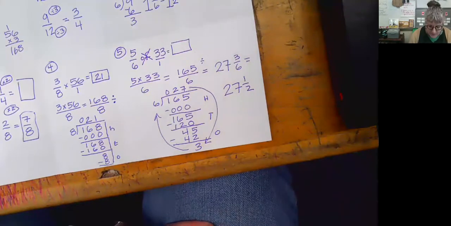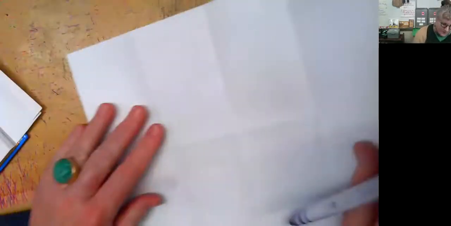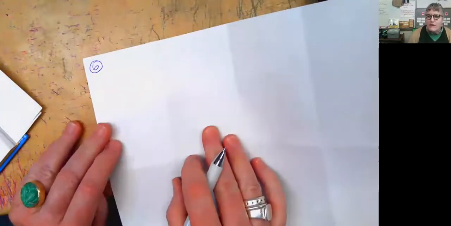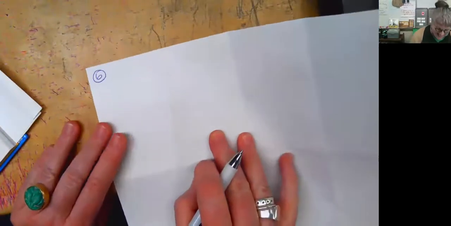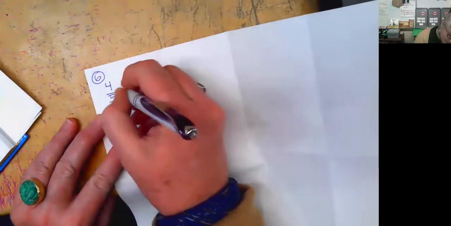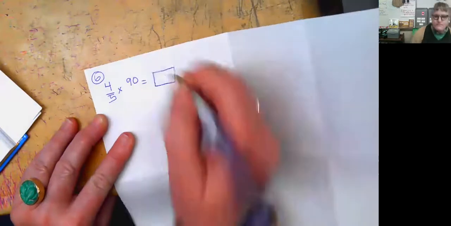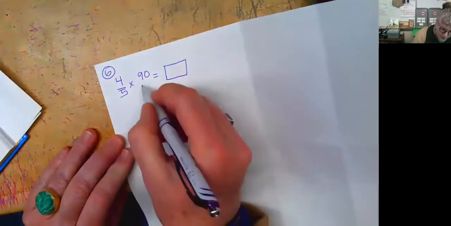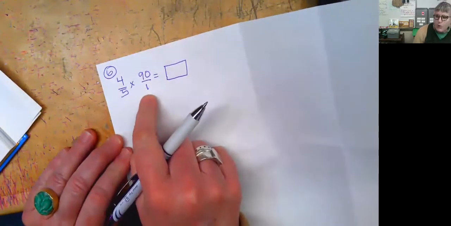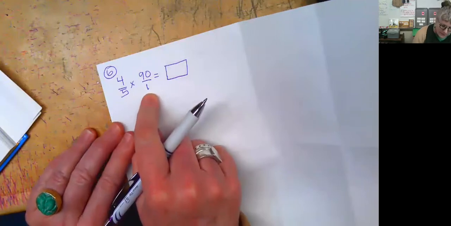Okay. All right. Let's attack number 6. And then we have 2 really hairy long division problems that we're going to have to deal with. So we have 4/5 times 90 equals green box. So remember, we put this over 1 because we want to make it into a fraction. And the way to make a whole number into a fraction is to have a 1 as the denominator.